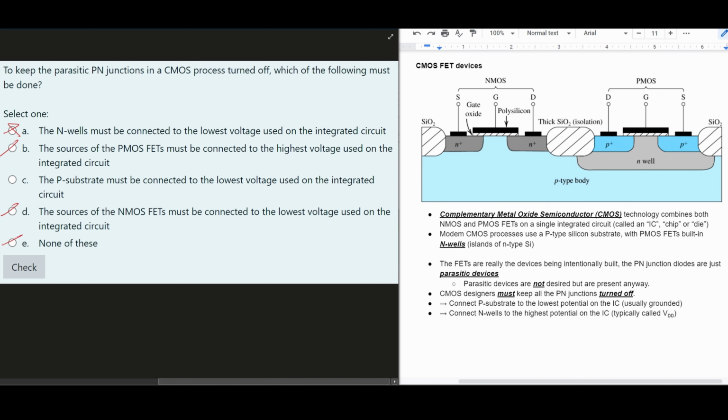It's not going to be none of these because the actual answer is C. And we can see that from the notes here. The P substrate must be connected to the lowest voltage used in our IC, and it tells us right here it's usually the ground.